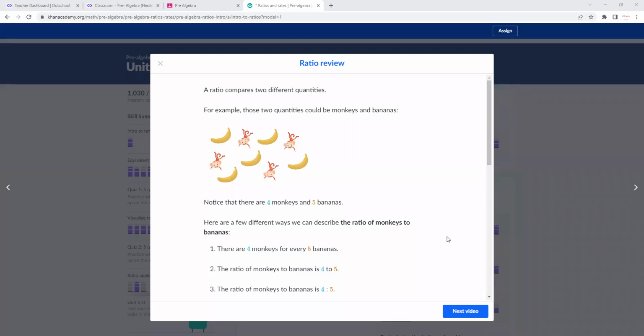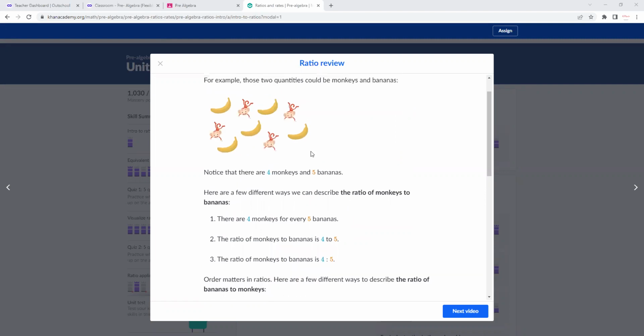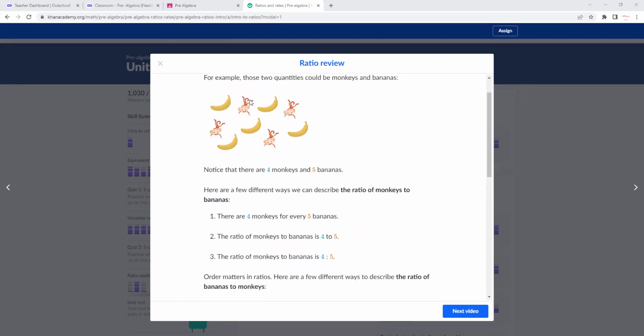So now we are doing the ratio and rates unit. There are different ways that you can write your ratios, and it lets you know when you look at the ratio review. So there are 4 monkeys here and 5 bananas, sorry. So there are 4 monkeys for every 5 bananas. The ratio of monkeys to bananas is 4 to 5, or 4 to 5 using a semicolon.